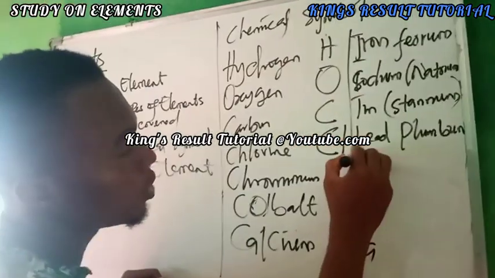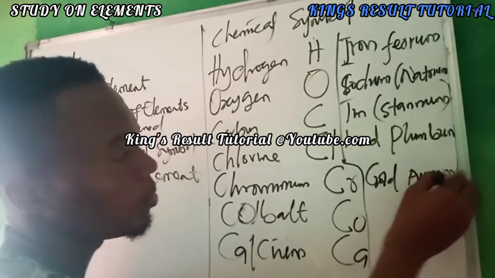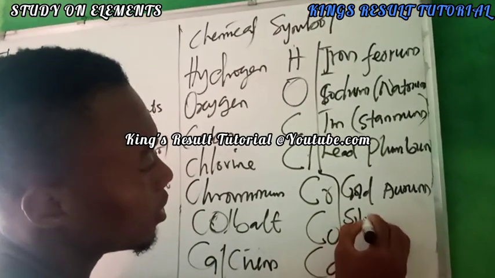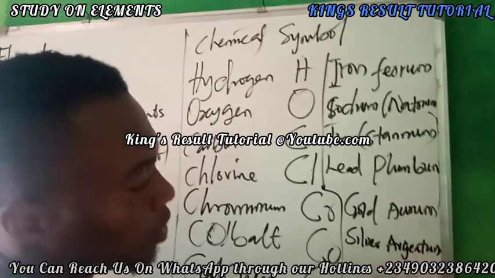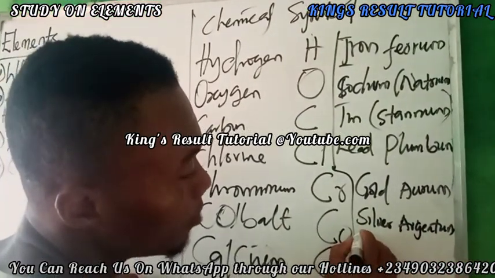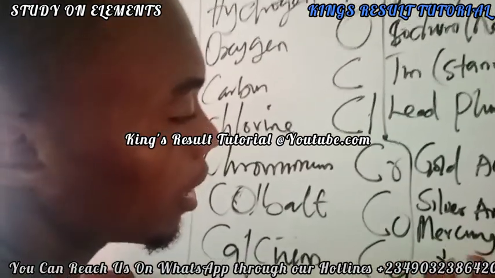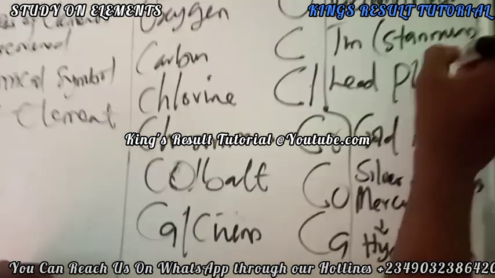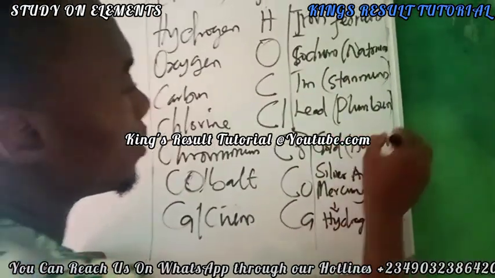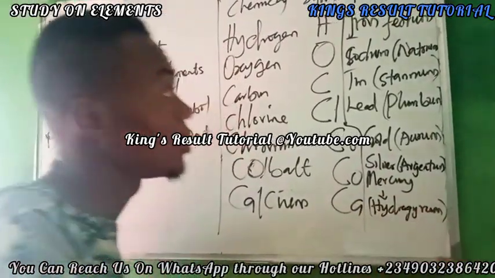Then we have gold, which is called aurum. Then we have silver, which is called argentum. Then we have mercury, which is called hydrargyrum. These are their Latin names.